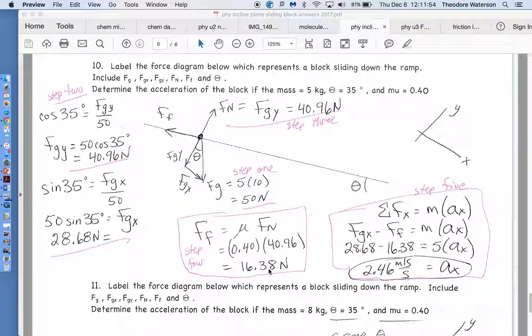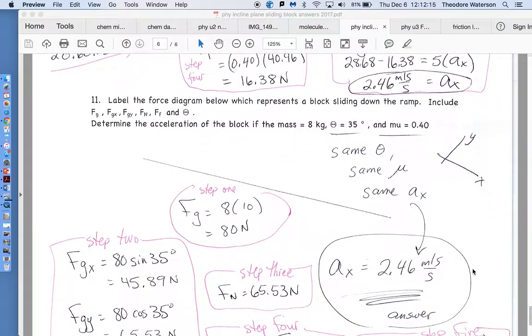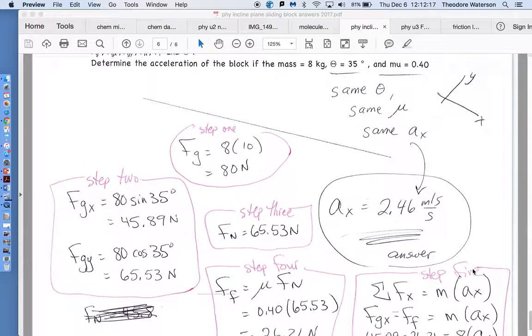So 16 does overcome, or no, I'm sorry, 29 does overcome the force due to friction. Those forces sum together, divide it by the mass, and that will give you how it accelerates. Here's another one, more of the same. It is very repetitive.